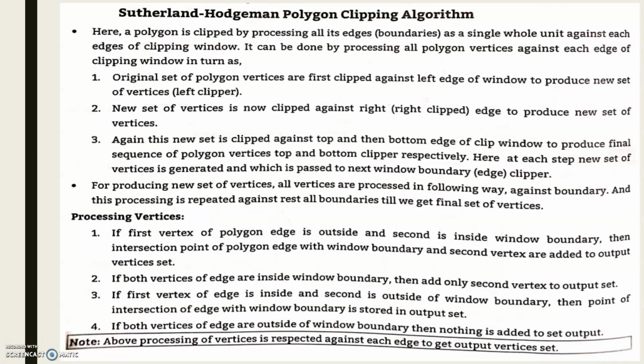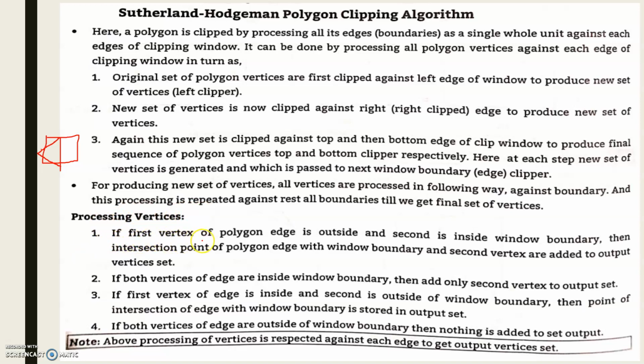Next we will see the Sutherland-Hodgman polygon clipping algorithm. Previously we studied what polygon clipping means. Now we will see the type of polygon clipping algorithm, that is the Sutherland-Hodgman polygon clipping algorithm. In this algorithm, you have to consider the processing of vertices. Let's see the first type of processing vertices.